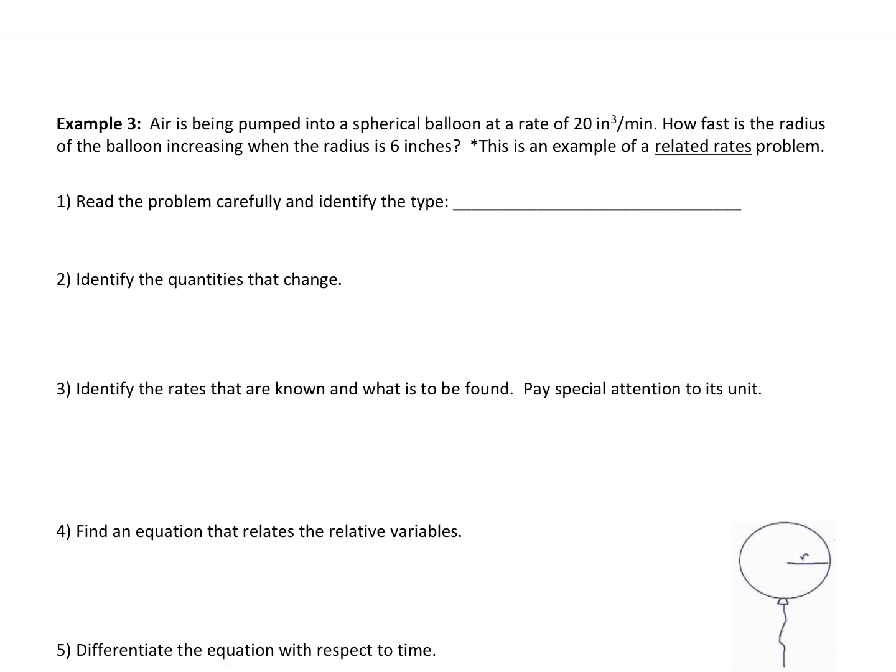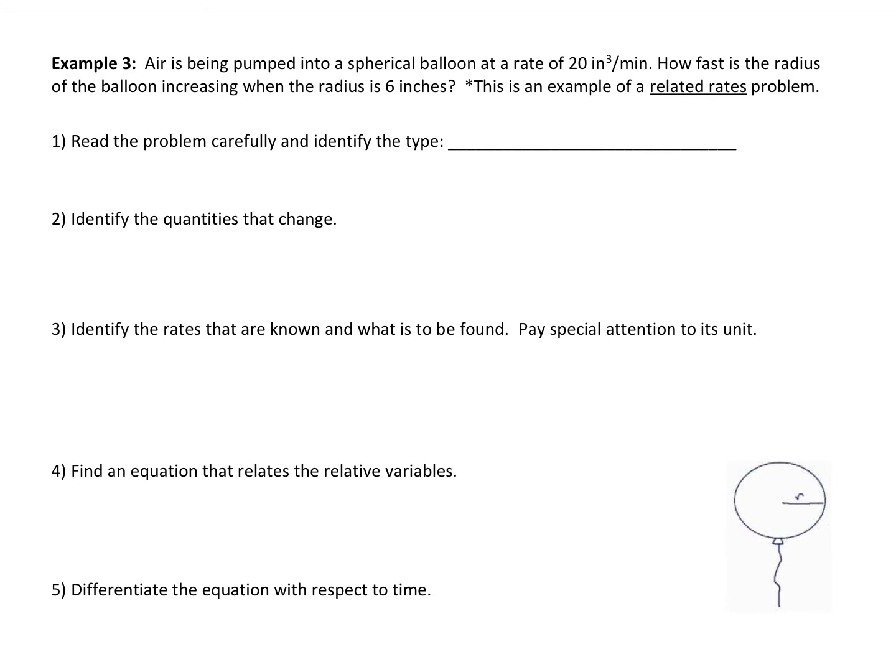So this is like the real question now. Example 3: Air is being pumped into a spherical balloon. We talked about balloons and spheres before. At a rate of 20 cubic inches per minute. All right, so I'm going to emphasize that here. Cubic inches per minute, so this is like a rate. When I see something per something, like miles per hour, kilometers per hour, that's what we were talking about: velocity, which is an instantaneous rate of change. So this is also talking about an instantaneous rate of change, volume per minute, right?